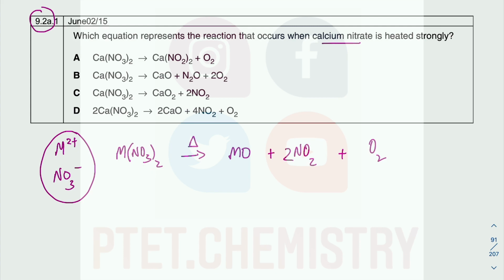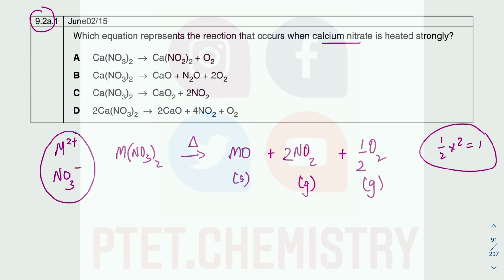Since you have 2 nitrate, you get 2 NO2. Now your M is balanced. Your 2 nitrogen are balanced. You have 6 oxygen on the left, and on the right you have 1 oxygen in the oxide and 4 oxygen in the NO2. Therefore, you need just 1 more oxygen there. To get 1 oxygen atom, you do half times the molecular oxygen. NO2 is a brown gas. The O2 is a colorless gas.